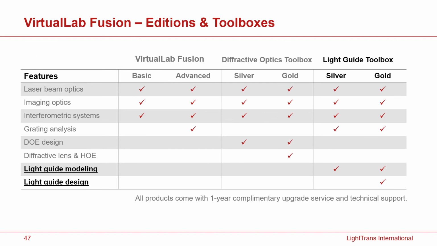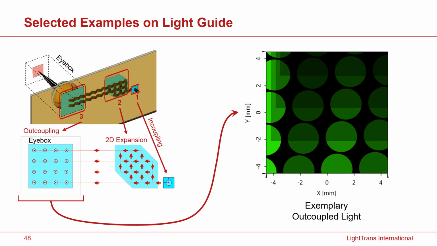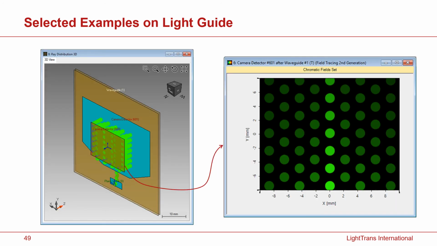Last but not least, I would like to mention our Light Guide Toolbox, which is particularly designed for light guide modeling and light guide design, which is probably the first software which can do that in the world. Now, here's just an example where you can show a traditional type of light guide according to Levola. Or you can also design and model this kind of new type of light guide structure using 2D gratings for EPE and outcoupling, like shown here.